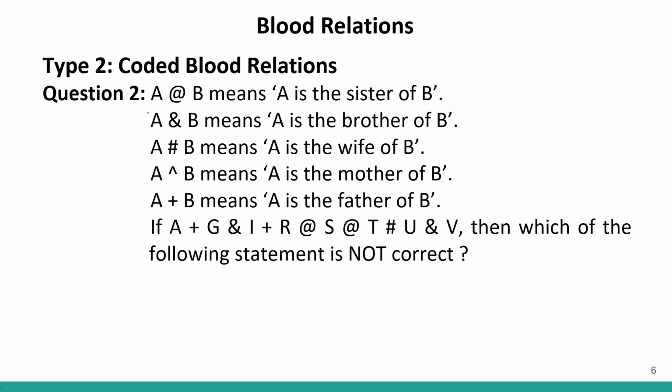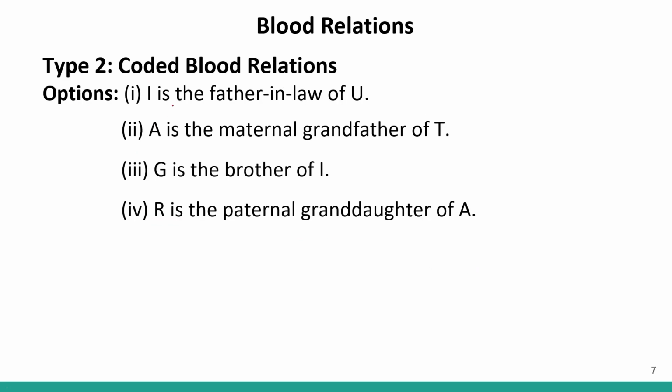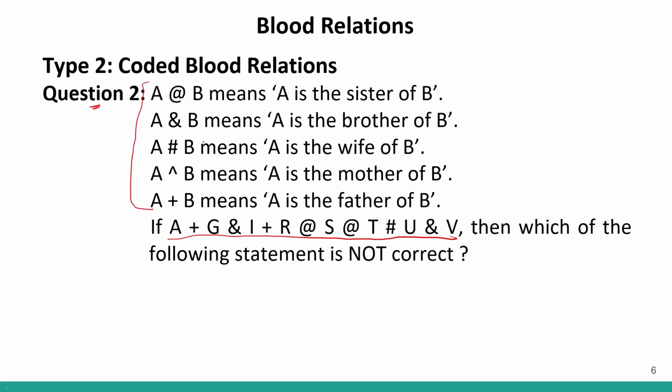Okay. Question number 2, again coding decoding is given to us. These are the codes. Based on these codes, we have this expression. So first we will draw a family chart based on this expression. Then we will answer which of the following statements is not correct. In the next slide, we have 4 statements and we have to identify which is not correct. So the first thing to do is draw the family chart. A plus G means A is the father of G. So the chart will be like this. A is male, father of G.